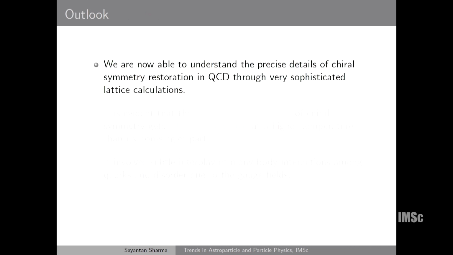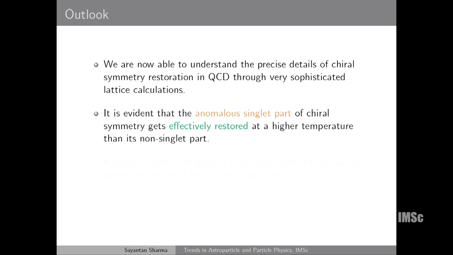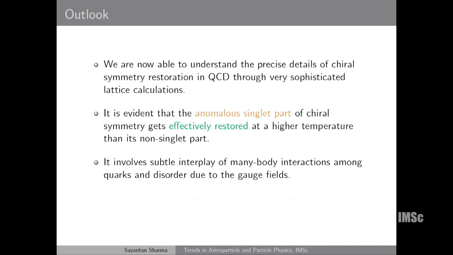So to summarize, we are now going towards precision calculations. We are now able to understand the precise details of the chiral symmetry restoration, how different subgroups are getting restored at what temperatures, and what signals come out from the study of the microscopic features of the Dirac operator. And it is evident that the anomalous singlet part of the chiral symmetry gets effectively restored at a higher temperature than the non-singlet part. So when in the literature we talk about chiral symmetry restoration, that is the non-singlet part, and the temperature quoted is that. But of course, the singlet part gets restored at a higher temperature. And all of these processes involve a subtle interplay of many-body interactions among quarks and the disorder due to the gauge fields, and understanding this microscopic origin is still a work in progress.